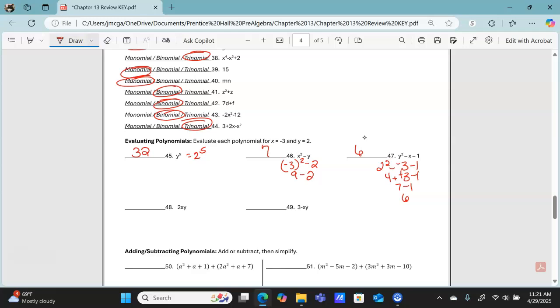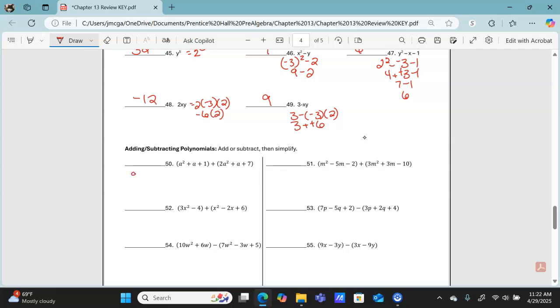And make sure you show your work on these. So this would be 2 times -3 times 2. 2 times -3 is -6, times 2 would be -12. 3 minus -3 times 2. 3 minus -3 times 2 is -6. So then we would change our sign and add and get 9.